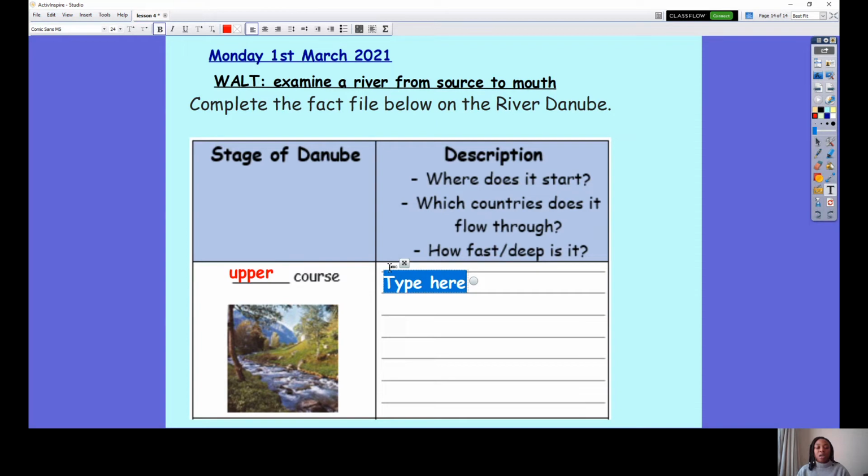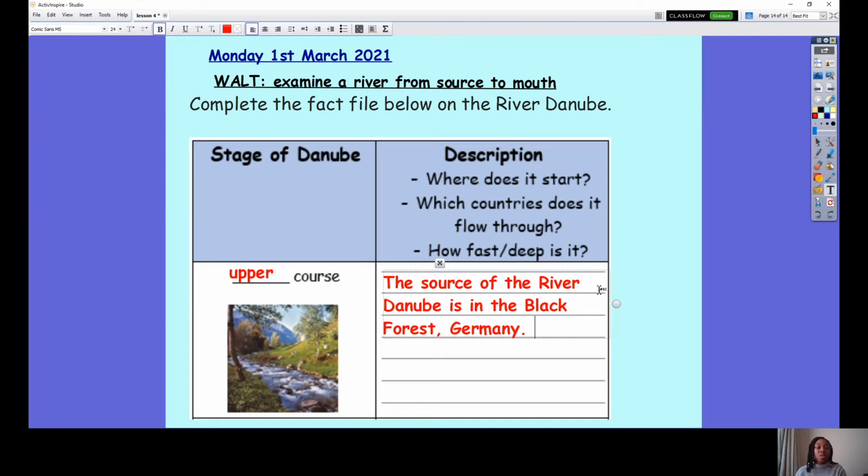So I'm going to say the source, I'm going to use a key word of the, I'm going to do a capital letter, River Danube needs a capital letter, please. This is a proper noun. The source of the River Danube is in the Black Forest, with capital letters, comma, Germany. So I've answered the first question. Next question, what countries does it flow through?